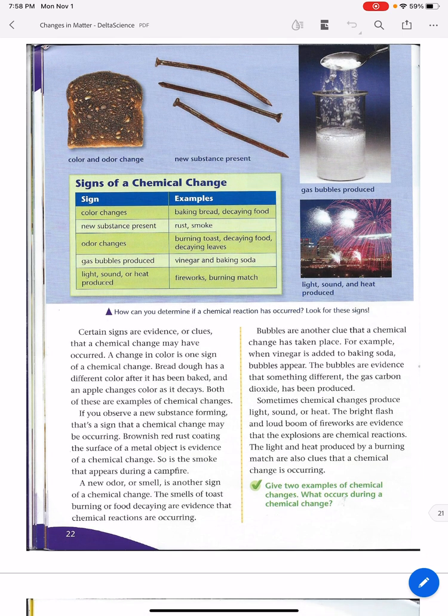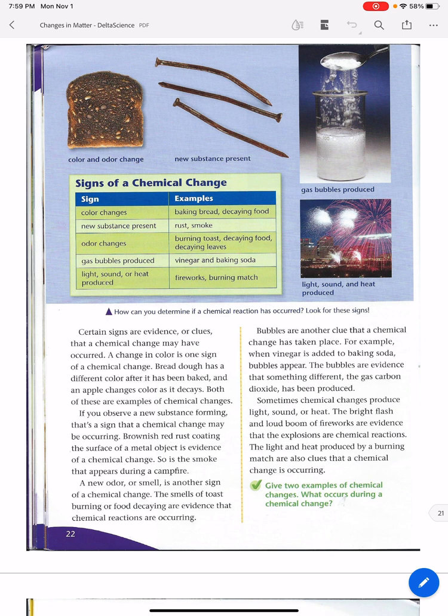How can you determine if a chemical reaction has occurred? Look for these signs. Certain signs are evidence or clues that a chemical change may have occurred. A change in color is one sign of chemical change. Bread dough has a different color after it has been baked, and an apple changes color as it decays. Both of these are examples of chemical changes.